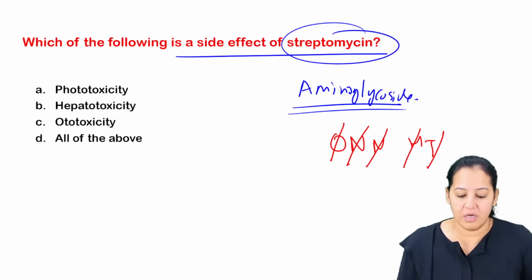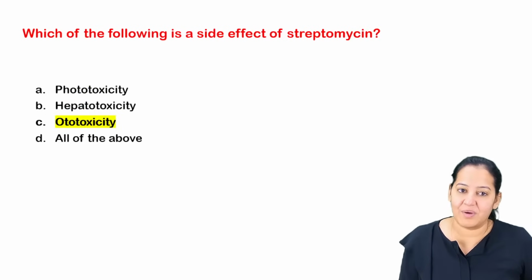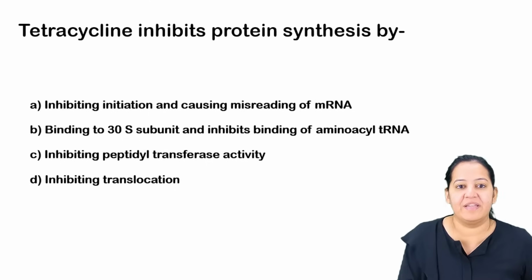Now have a look at the options. Yes, ototoxicity is coming, but phototoxicity and hepatotoxicity are not there. So the correct answer is C. So you get a very simple question. Currently our question is this one. I gave you this question.